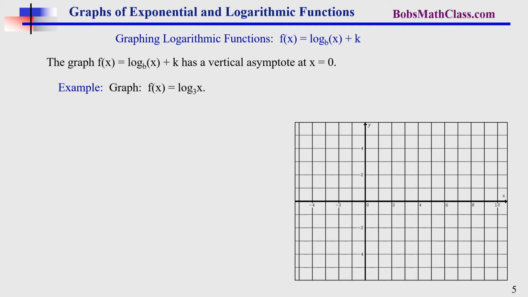Okay, now we're going to graph logarithmic functions. So first of all, a logarithmic function has a vertical asymptote at x equals 0. And that's because we can't have the log of a negative number, or we can't take the log of 0. It'll say math error on your calculator. So let's graph this first function, f of x equals log of x base 3. First of all, again, it has a vertical asymptote at x equals 0.